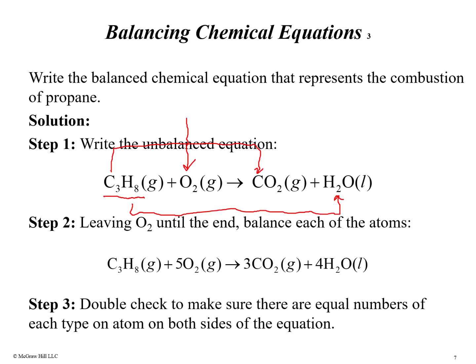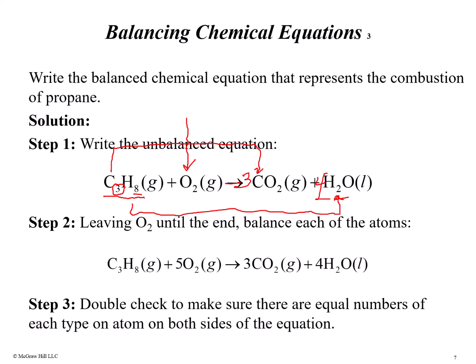So right off the bat, I know I need a coefficient of 3 in front of the carbon dioxide. Why? Because I've got 3 carbons bonded to 8 hydrogen here. So I got 3 carbons on both sides of the chemical yield sign. And I know that I've got 8 hydrogen here, so I need a coefficient of 4 in front of the water. So that gives me 4 times 2. I got 8 hydrogen on the product side.